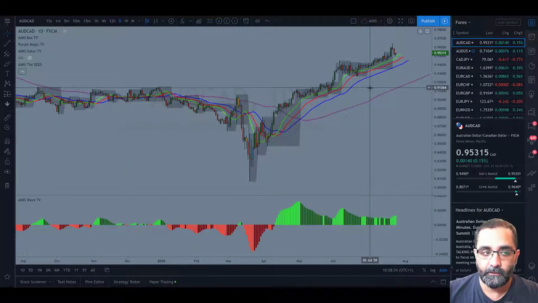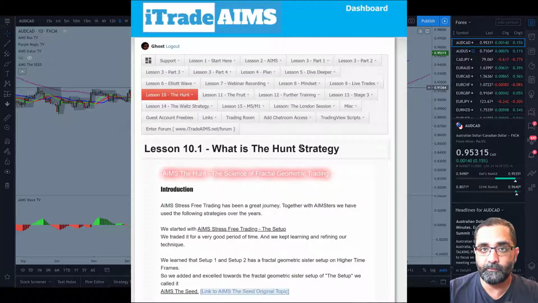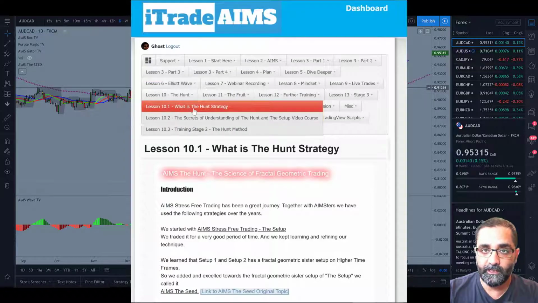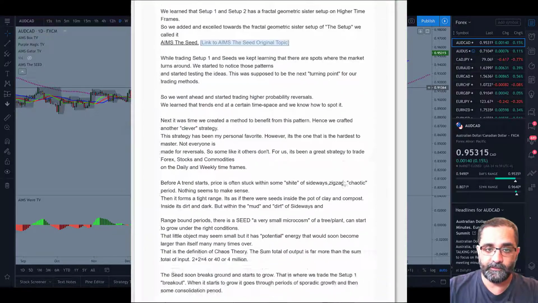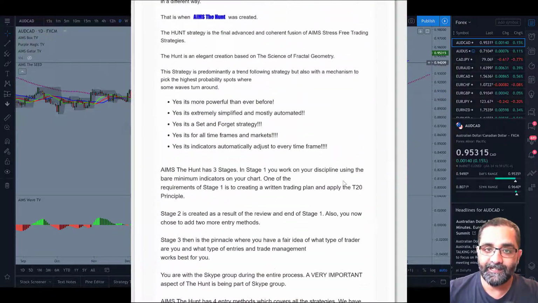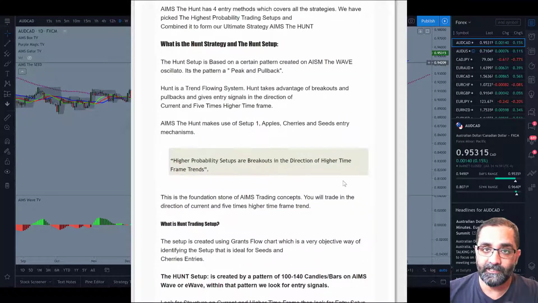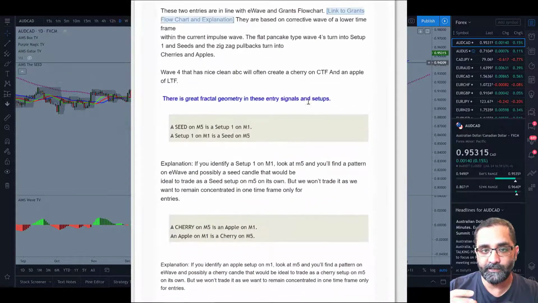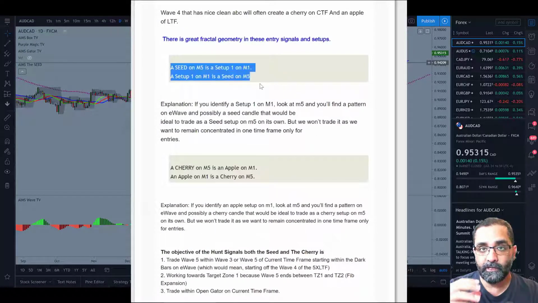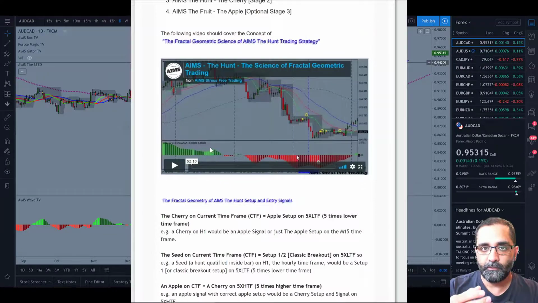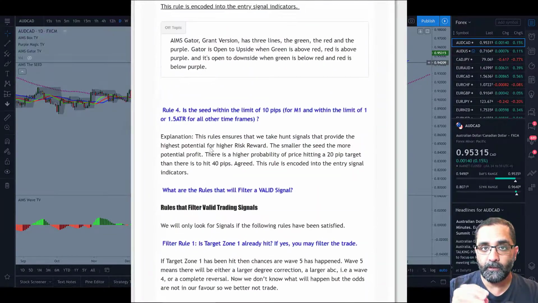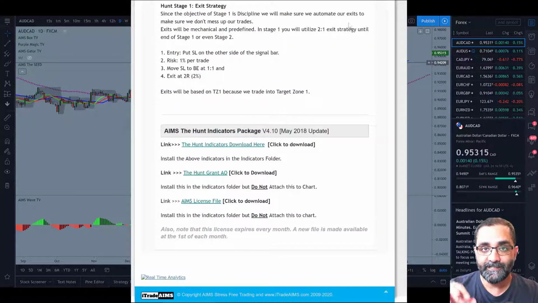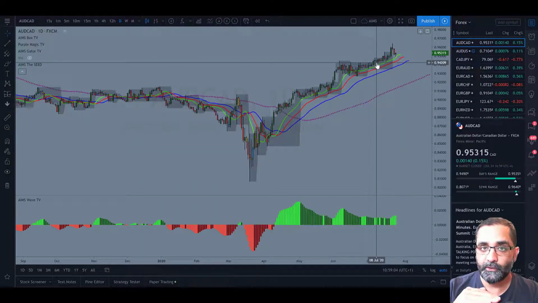But know that inside the setup one signals, the hunt signals are really a fractal geometric sister of the setup one. So basically, when you have a strong wave going on, something like so, inside it, you will get a setup one on the lower time frame. But instead of going to the lower time frame, we have coded indicators and embedded our trading rules into those indicators, which will prompt you on a 5 times higher time frame that there's a setup one on the lower time frame. So you don't need to go to the lower time frame, you just take advantage of that.